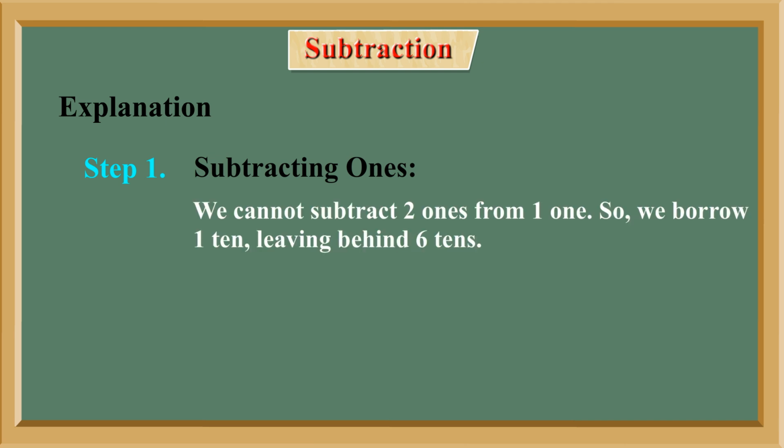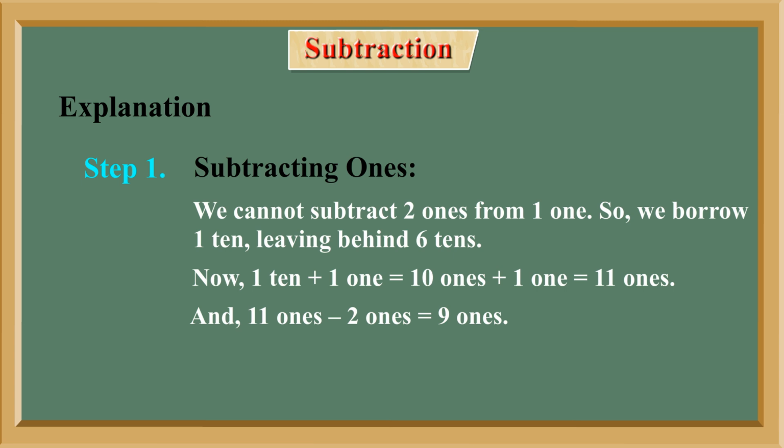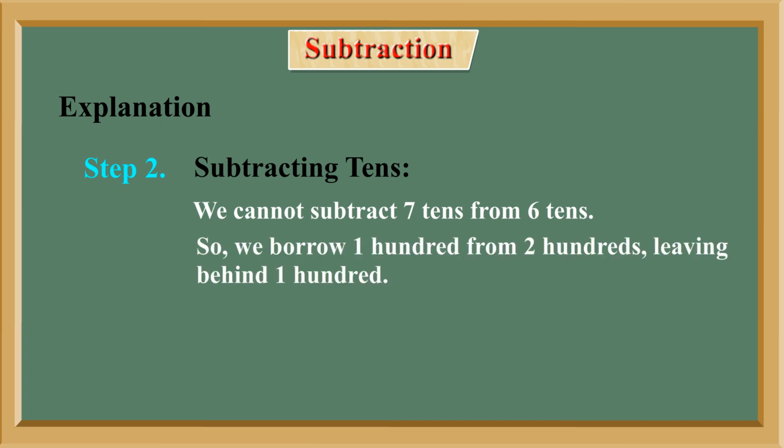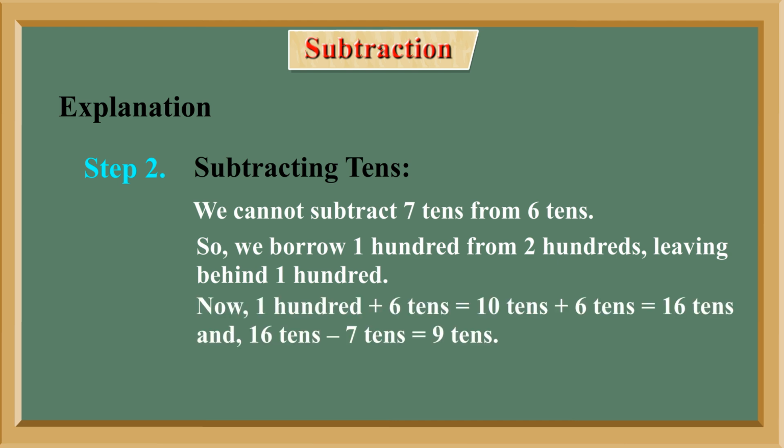Explanation. Step 1. Subtracting ones. We cannot subtract 2 ones from 1 one. So, we borrow 1 ten, leaving behind 6 tens. Now, 1 ten plus 1 one is equal to 10 ones plus 1 one is equal to 11 ones. And 11 ones minus 2 ones equal to 9 ones. Write 9 under ones column. Step 2. Subtracting tens. We cannot subtract 7 tens from 6 tens. So, we borrow 100 from 2 hundreds, leaving behind 1 hundred. Now, 100 plus 6 tens equal to 10 tens plus 6 tens is equal to 16 tens and 16 tens minus 7 tens equal to 9 tens. Write 9 under tens column.